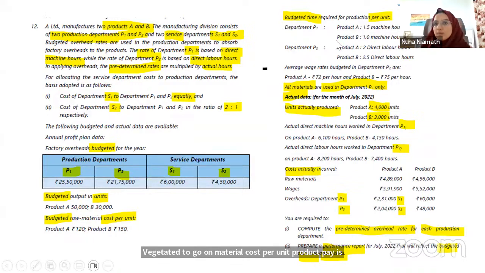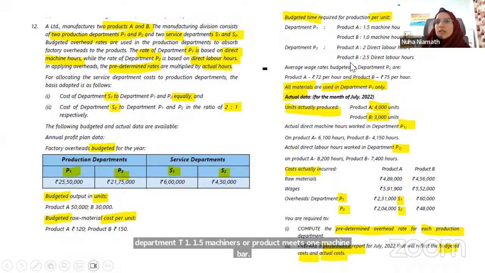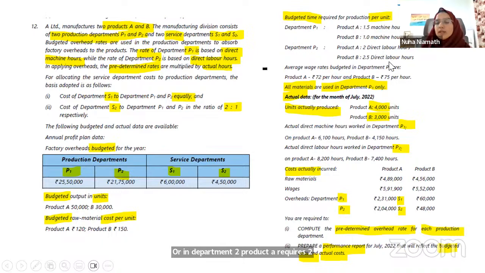Budgeted time required per unit. For product A in department P1, 1.5 machine hours. For product B, it's 1 machine hour. In department 2, product A requires 2 labor hours and product B requires 2.5 labor hours.